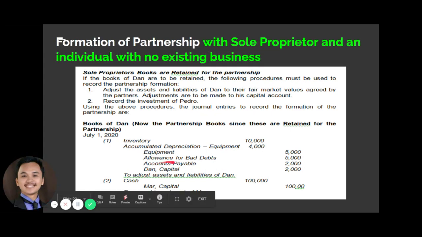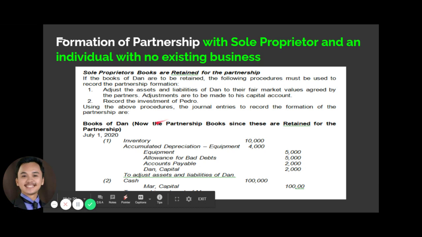Another, we have allowance for bad debts. So, you need to provide an allowance for bad debts as per agreement. So, credit allowance for bad debts for 5,000. And then there is an unrecorded accounts payable of 2,000. So, unrecorded, meaning it will be added to your total liability. So credit to accounts payable of 2,000. And then you have your balancing figure here, Dan Capital. So you have total debits of 14,000 and then credits of 5 plus 5 plus 2. So that's 12,000. So 14,000 minus 12,000. So there is a net increase of 2,000 to the capital of Dan. So therefore, we will be crediting 2,000 to Dan capital.